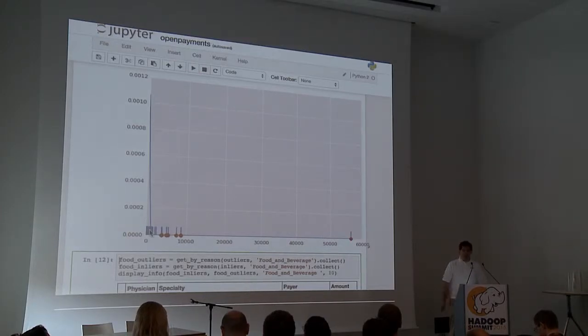So Jupyter's really cool. There's some other notebooking products out there too. There's one in Apache, Zeppelin, I think, which is kind of gaining some interest since it's in Apache. Anything else?